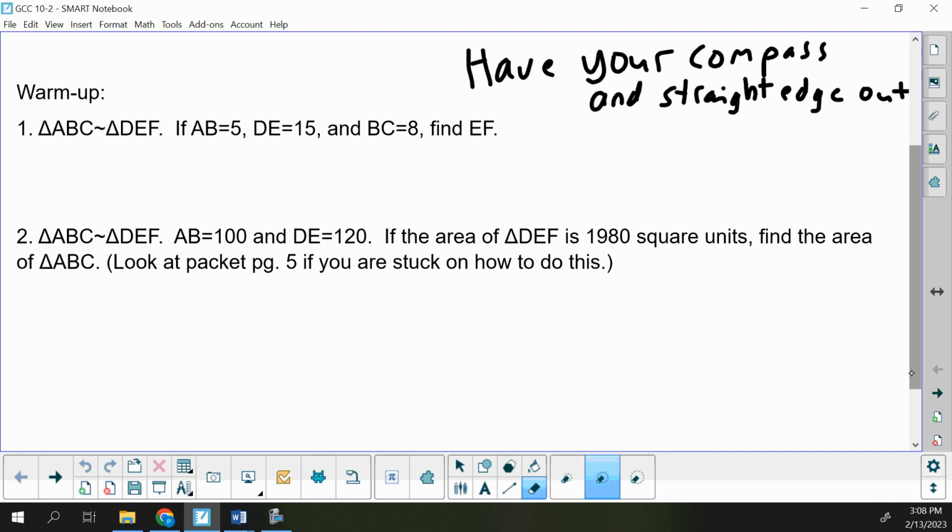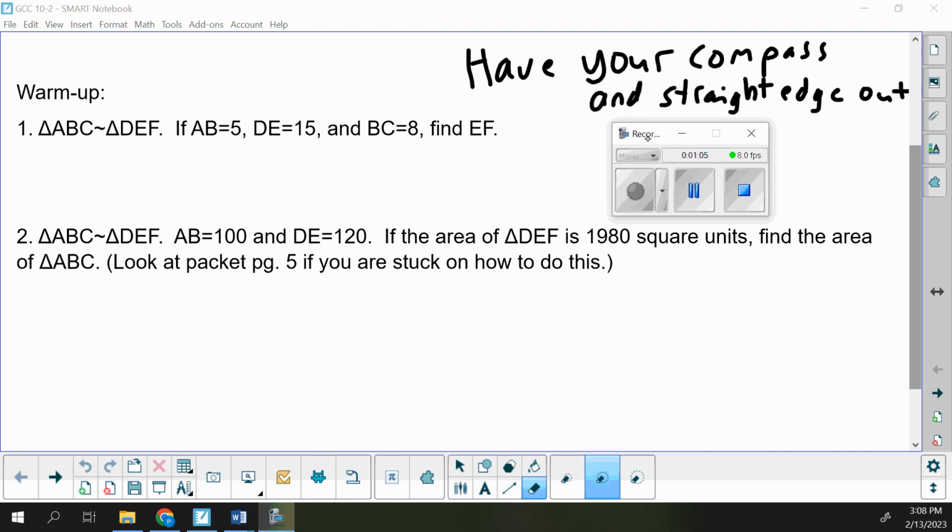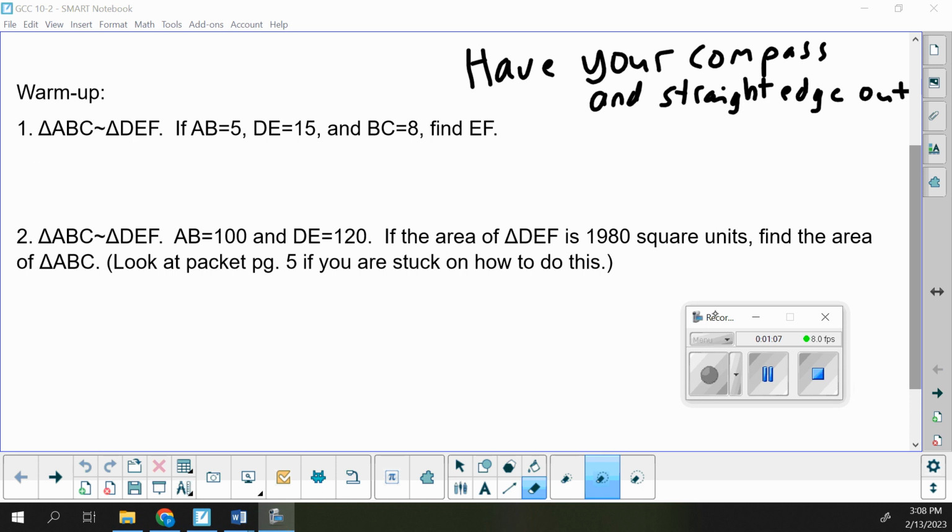For the warm-up, I suggest drawing a picture. And also, if you're stuck on question 2, look at packet page 5 to help you out. So we're going to pause the video for 5 minutes for you to be able to do these 2 problems. And at the same time, also have your compass and straight edge ready to go.